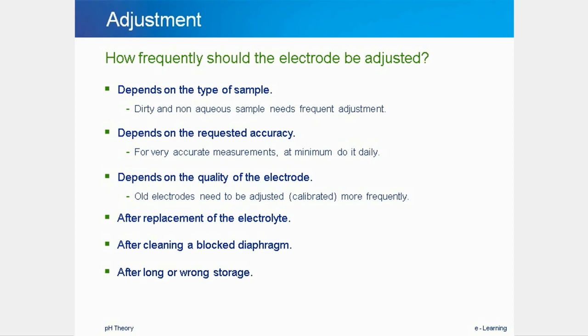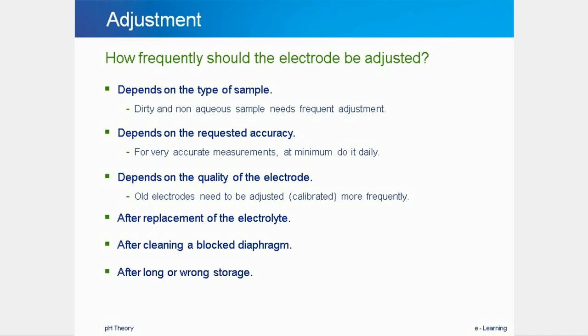So when do we need to adjust the electrode? For standard use with easy samples, it should be adjusted at least every day before measurements are begun. With more demanding samples, which are dirty or non-aqueous, the adjustment needs to be performed more frequently. Also, if the accuracy should be very high, the adjustment should be performed more often than when accuracy is not so important. With older electrodes, the adjustment also needs to be performed more frequently.